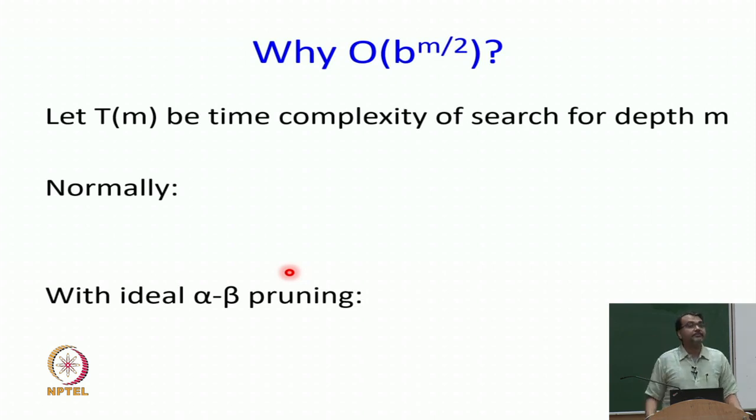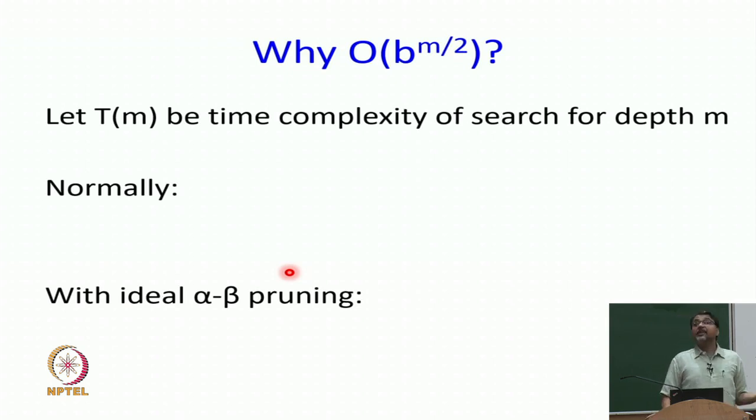Somebody? T of m is the time complexity of searching, starting my search at a node which has a subtree of size m, depth m. Now, can I write T of m in terms of T of m minus 1?